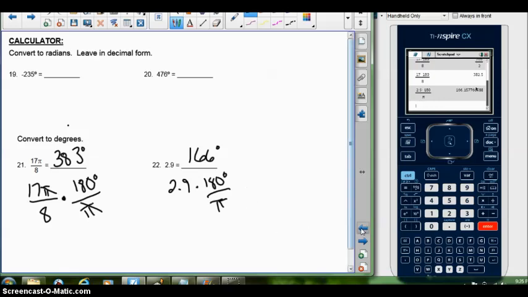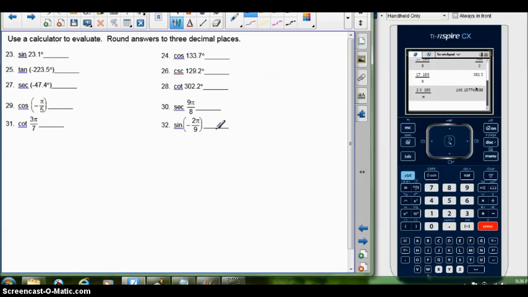All right, let's see what else we have going on. Use a calculator to evaluate, round answers to 3 decimal places. So this is just type it in your calculator. The only key here is make sure that when you're doing a degree problem, your calculator's in degrees, and when you're doing a radian problem, your calculator's in radians.